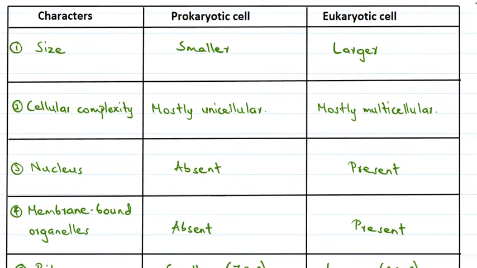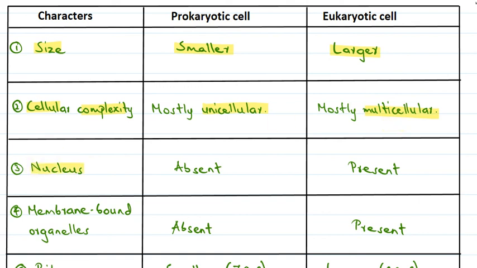So we saw the various differences between a prokaryotic cell and a eukaryotic cell. So first we took the point size. So the size is actually smaller in case of prokaryotic cell, whereas eukaryotic cells are larger. Then we saw the cellular complexity. So mostly prokaryotic cells are unicellular, that is they are only composed of a single cell, whereas eukaryotic cells are mostly multicellular, that is they are mostly composed of more than one cell.